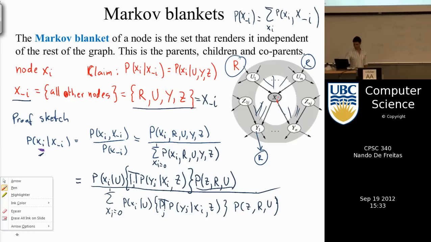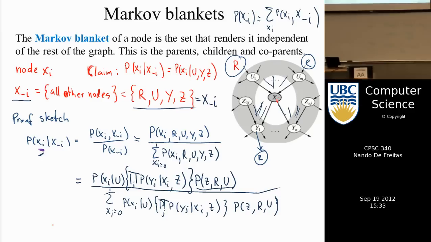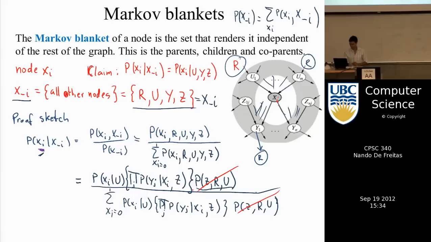Here comes the one thing I can do quickly. What can I cancel in this expression? Okay. That tells me that quite a few of you are following. I can just cancel these guys because they don't depend on xi. And then this is just equal to the probability of xi given u times the probability. And instead of taking the product over the y, let me not be lazy. I'm going to write the product over all the children given xi and their parents, divided by the same stuff.